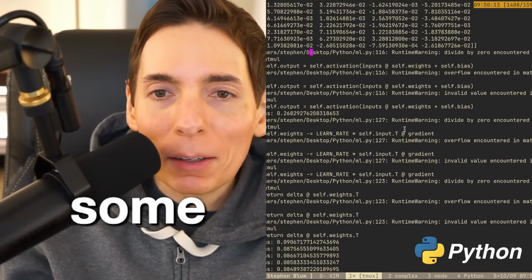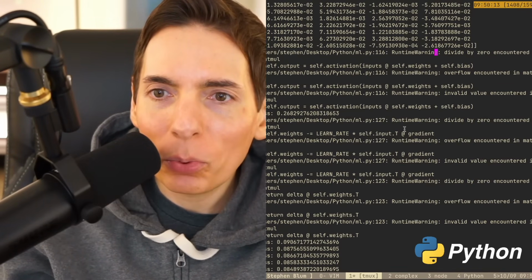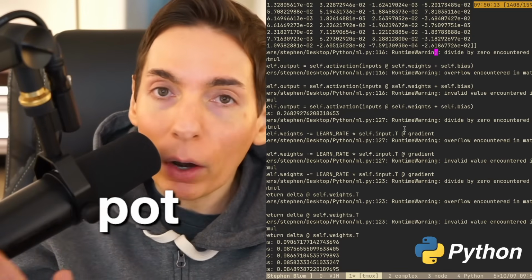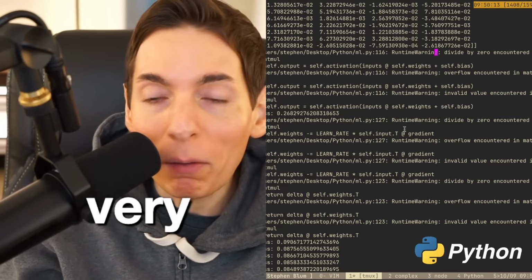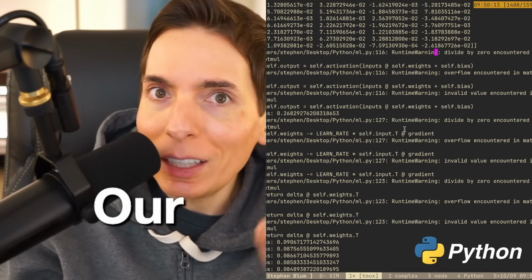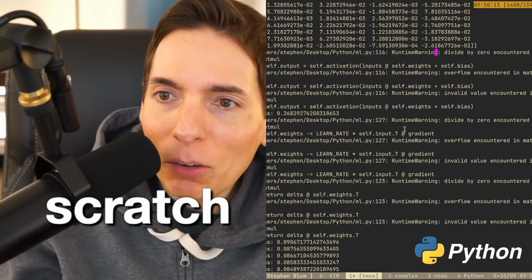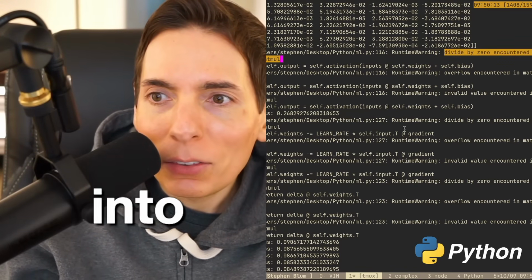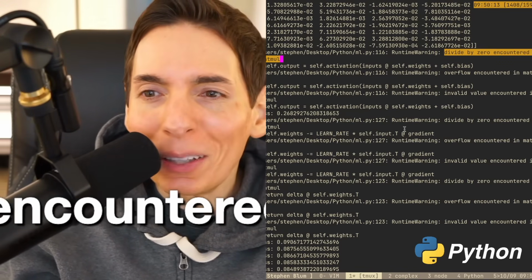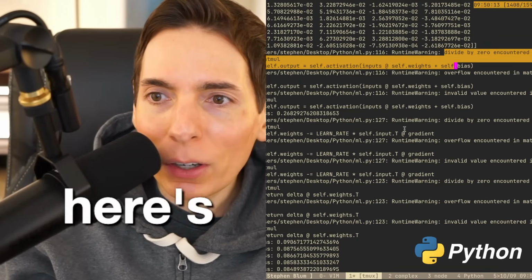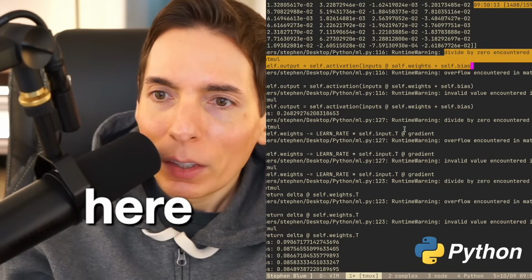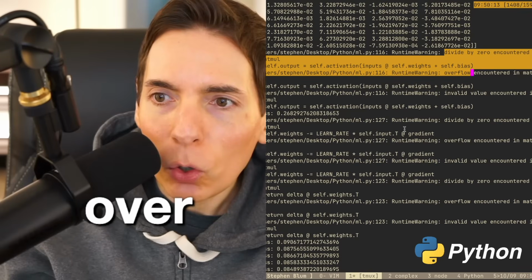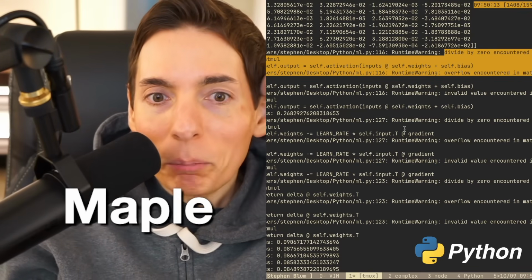We're doing some Python machine learning, and we have this problem with our NumPy. The NumPy library is very nice. It helps us a lot. We wrote our own machine learning language from scratch. It's a deep learning neural network, and we ran into a problem: divide by 0 encountered in matrix multiplication. And here's the line of code where it occurs. It's happening right here. I also see a warning: overflow encountered in matmul. So maybe we can figure it out.